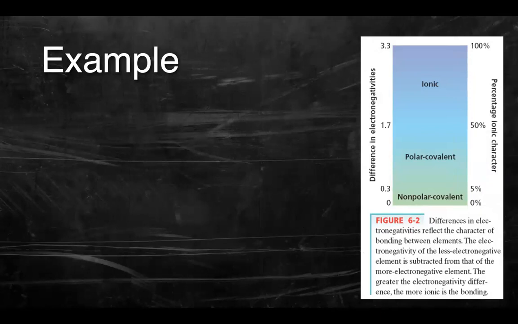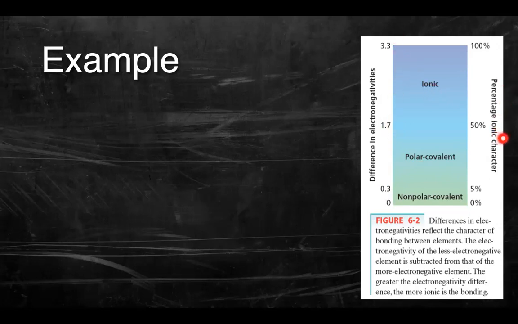And you can see on the left-hand side, this is the difference in electronegativities between the two elements in the compound. If you are between 0 and 0.3, then that's considered a nonpolar covalent bond. If the difference in electronegativities is between 0.3 and 1.7, that is considered a polar covalent bond. And if you're between 1.7 and 3.3, that's considered ionic.